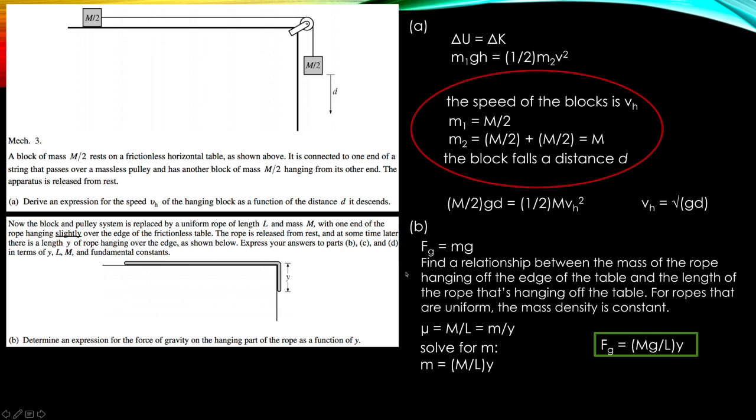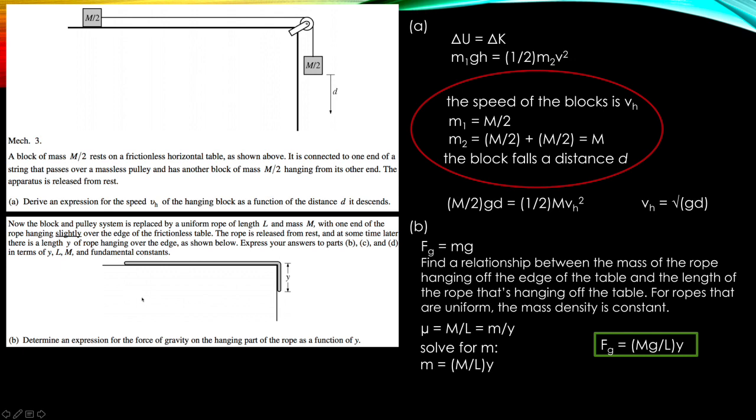Okay, so part B. Now it says that the block and pulley system is replaced by a uniform rope of length L and mass m, with one end of the rope hanging slightly over the edge of the frictionless table. The rope is released from rest, and at some time later there's a length y of rope hanging over the edge as shown below. Express your answers to parts B, C, and D in terms of y, L, m, and fundamental constants.